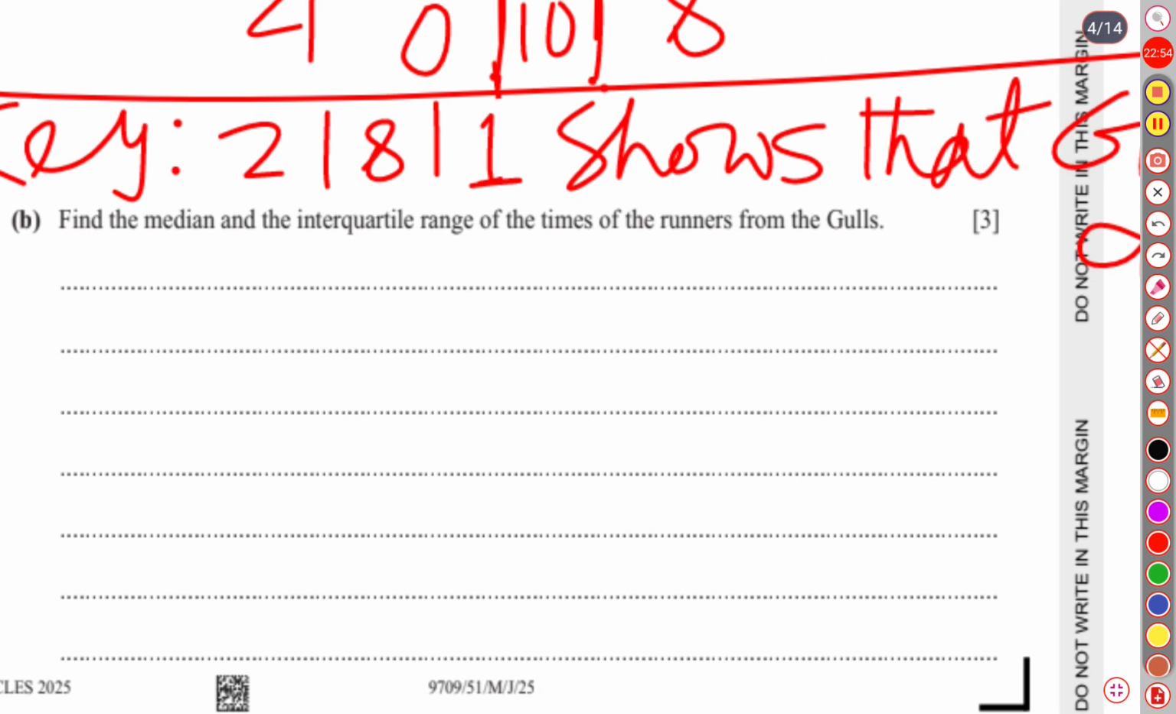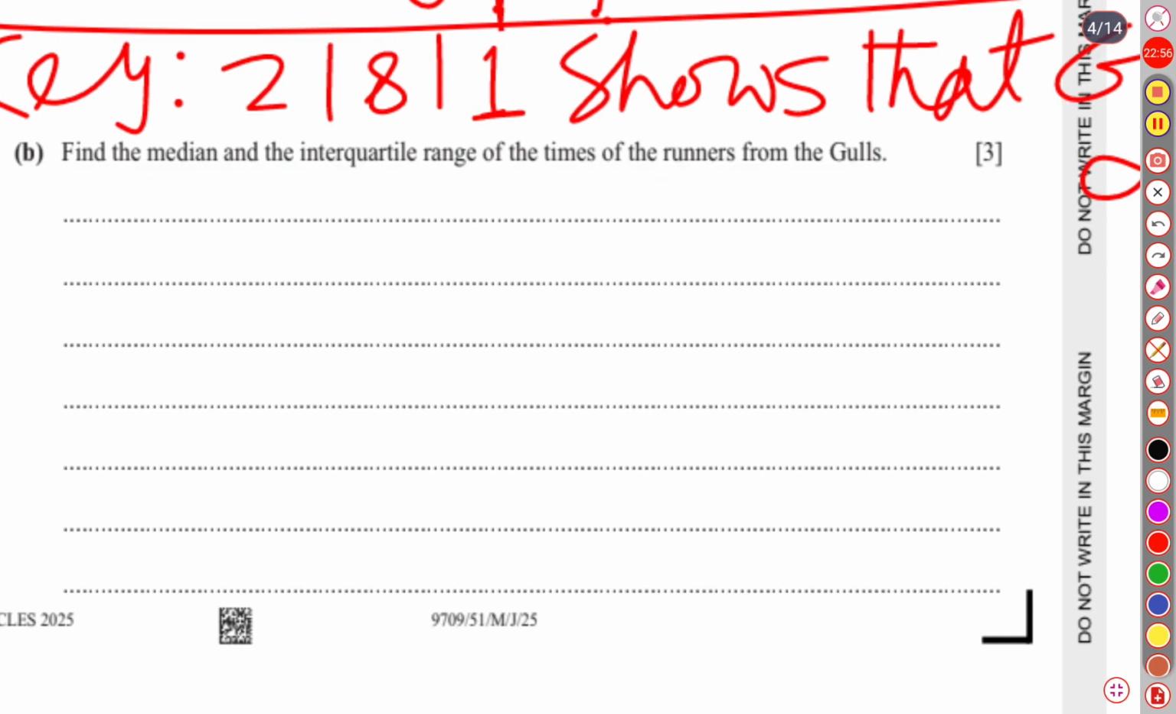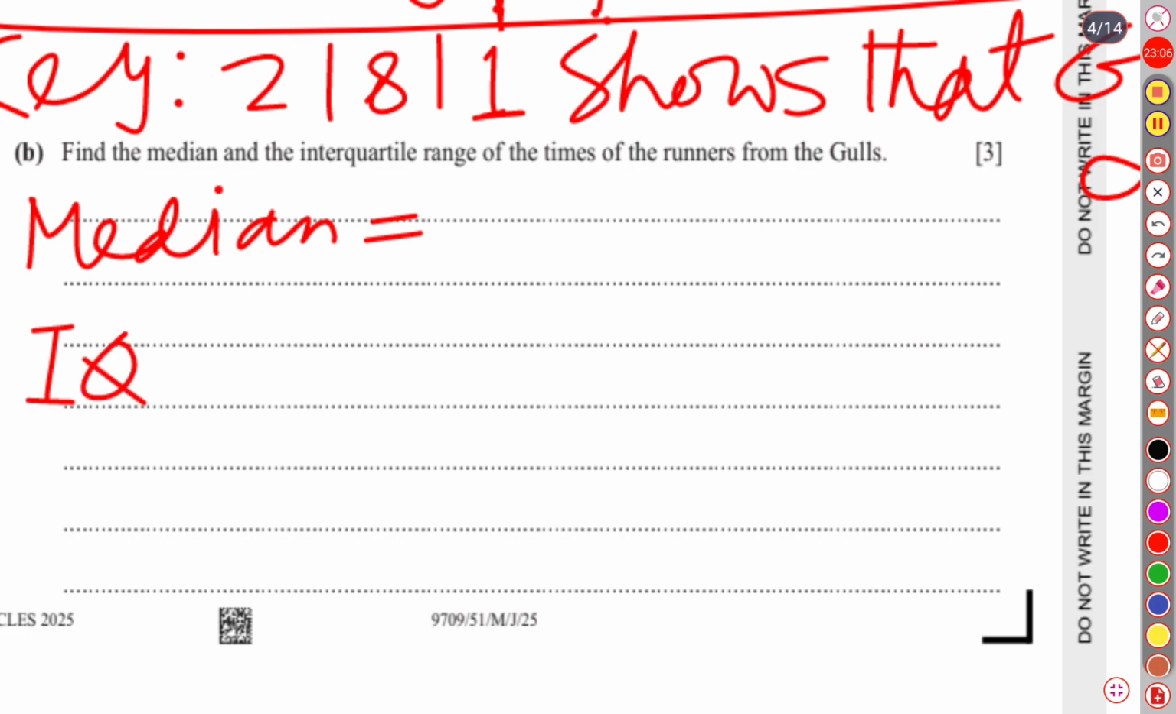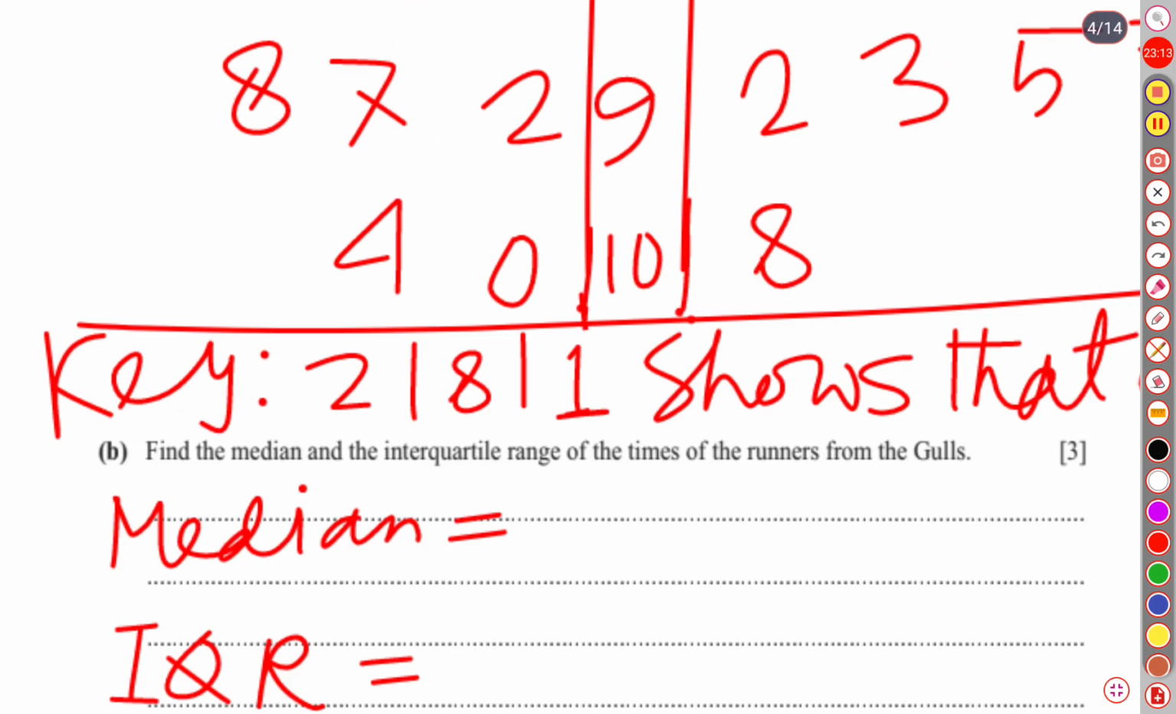First our median. So median should be written median. Then our interquartile range, IQR. Let us see how much is our lower quartile, then median.